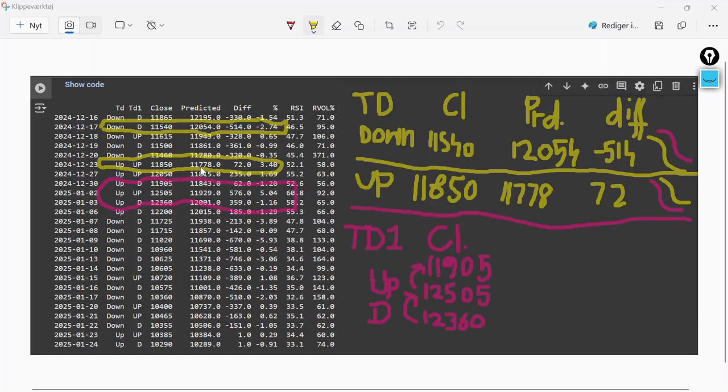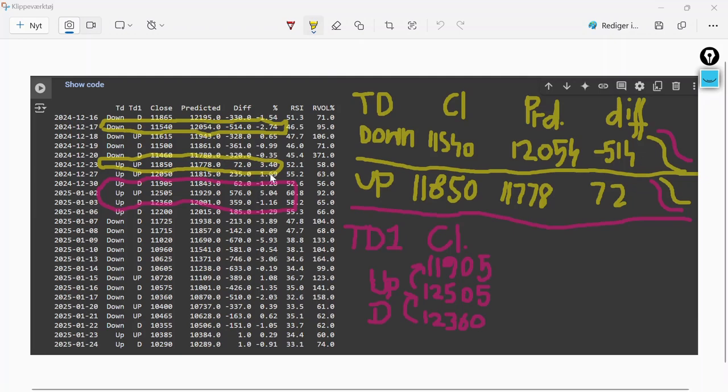And when the stock is in the uptrend, we will take the example of this uptrend. This means that the closing price is above the predicted value. You can see 11,850 and the predicted value 11,700, and the difference is positive. Whenever the difference is negative, this means that the stock is going down, so the closing price is below the predicted value. And whenever the difference is positive, this means that price is going up from our predicted value.